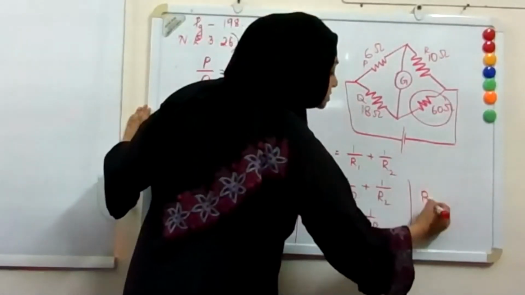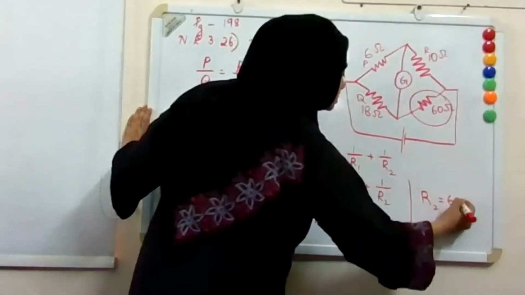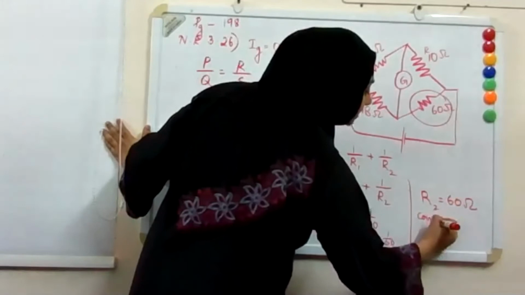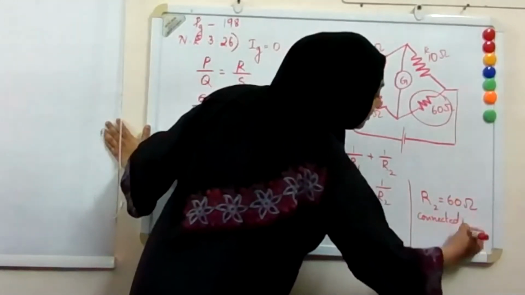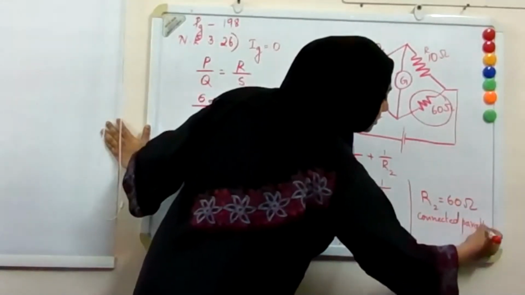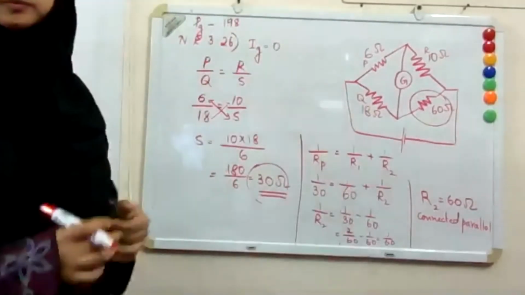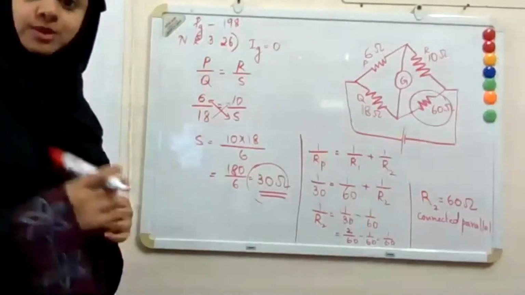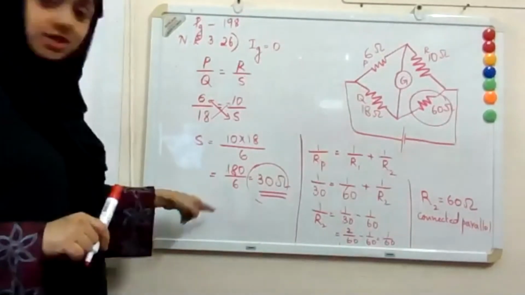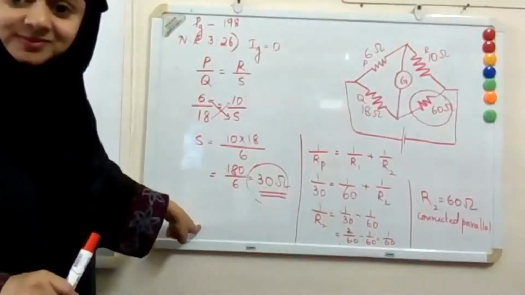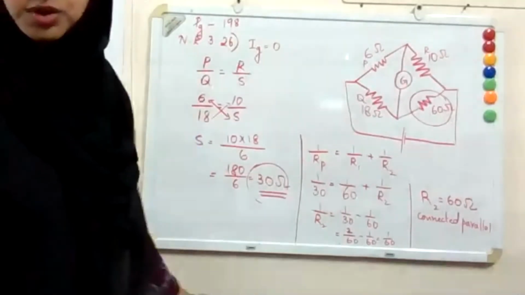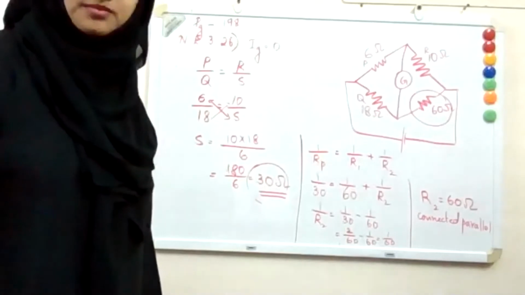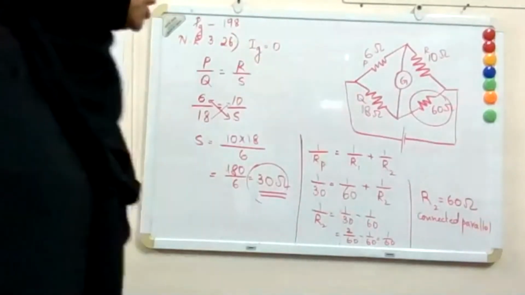So the unknown resistance is equal to 60 ohm and should be connected in parallel. Is this clear to you all? Yes, teacher. Is it clear, Khadija? Yes, teacher. Okay, so let us go to the next topic.